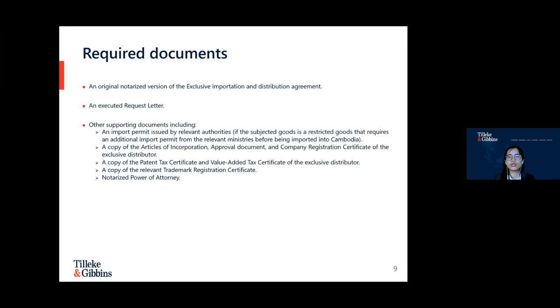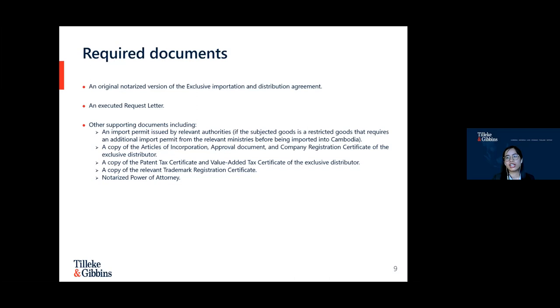For all the supporting documents, it would include an import permit issued by the relevant authority if the subject good is a restricted good. Because in Cambodia, if the goods are restricted goods, you need to have a certain import permit. For example, if you import electronic devices and so on, you need to have an import permit from the MPT as well, and TRC as well. So if the subject good is that kind of good, you need to provide a copy of the import permit issued by the relevant authority.